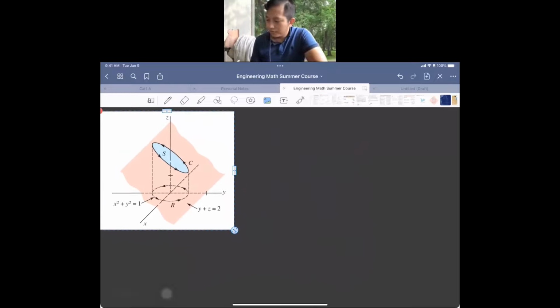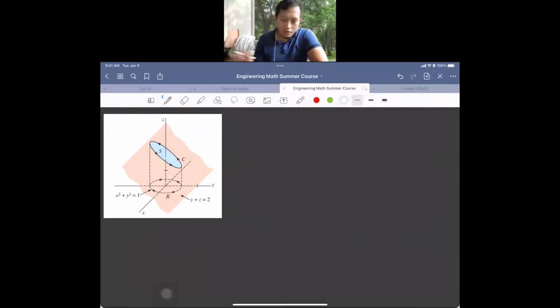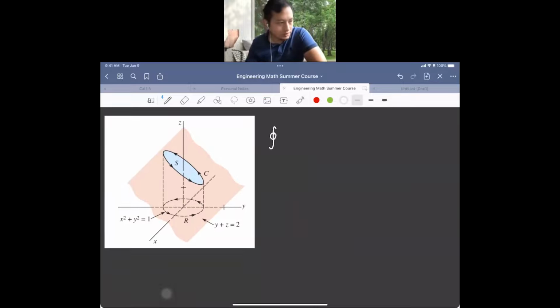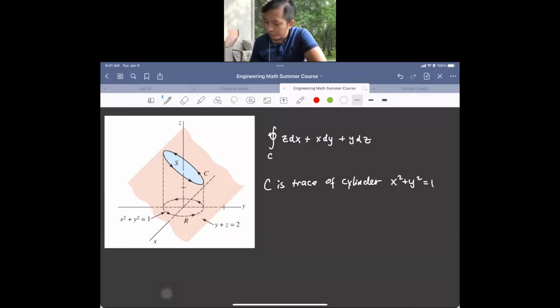Okay, this is for the next example. What we need to find is the line integral of z dx plus x dy plus y dz, and C is the trace of the cylinder x squared plus y squared equal 1. If you see from here, that is your C in the plane y plus z equal 2. So this plane here, okay, that's the plane.